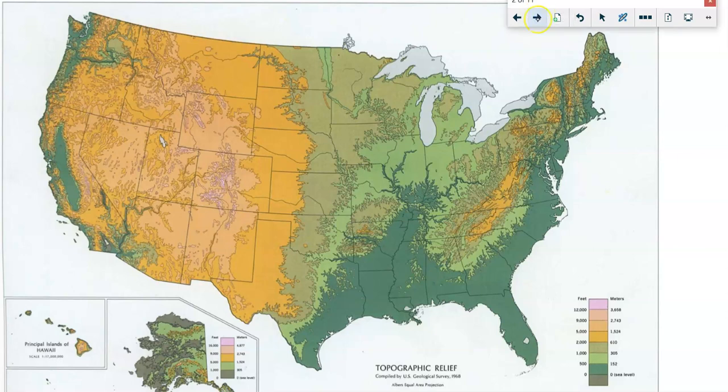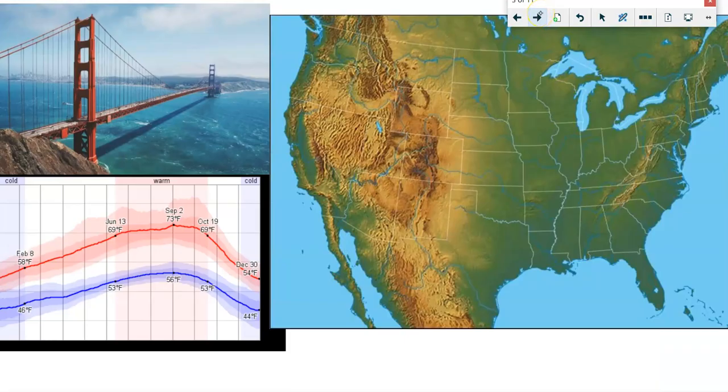Next, we're going to talk about our third climate control factor here, which is proximity, or how close you are to a body of water. And we're going to use San Francisco for our example here because it really emphasizes how being close to the ocean or very big lakes can affect your temperatures. Let's focus on temperature first.